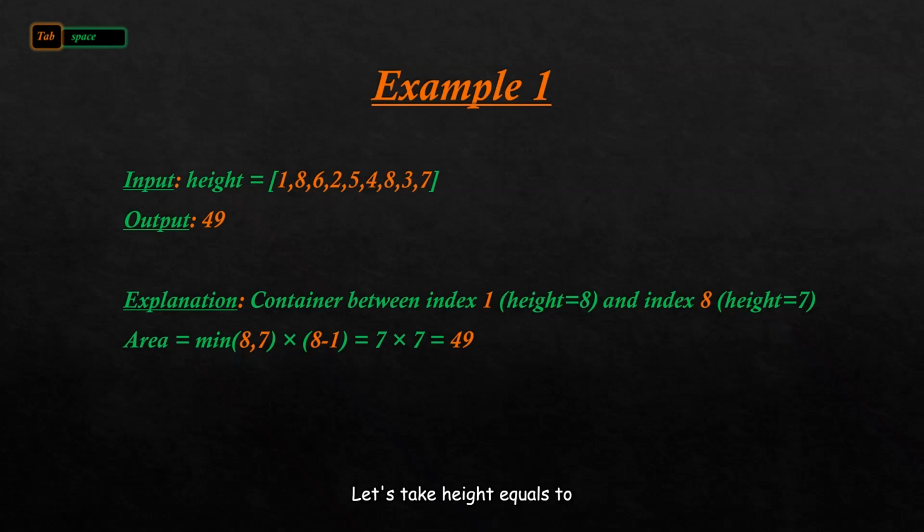Let's take height equals 1, 8, 6, 2, 5, 4, 8, 3 and 7. The maximum area is achieved between the line at index 1 and the line at index 8. The height of the water is limited by the shorter line, which is 7. The width between them is 7. Thus the maximum area is 7 times 7, which equals 49.